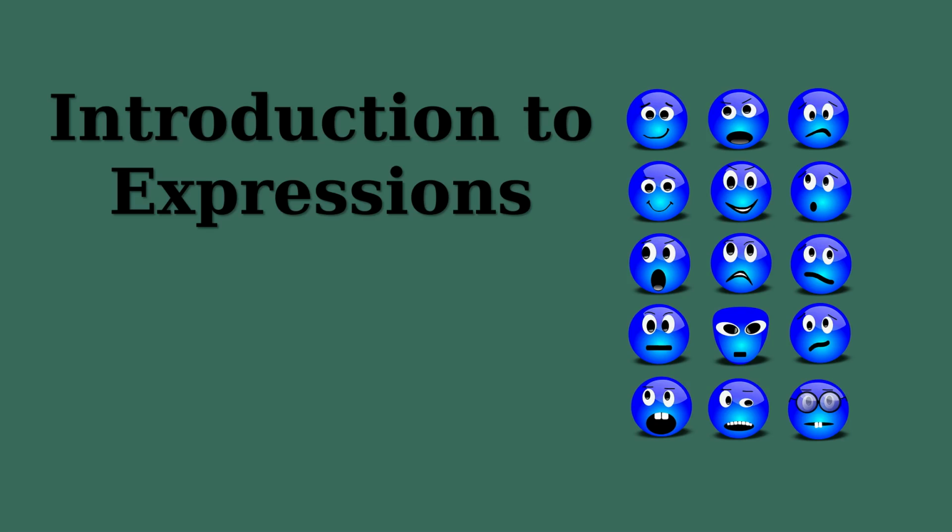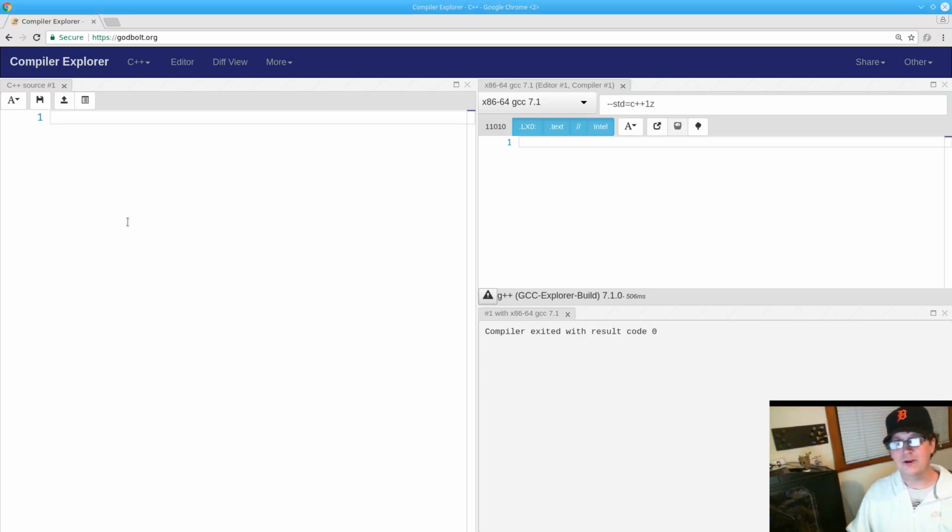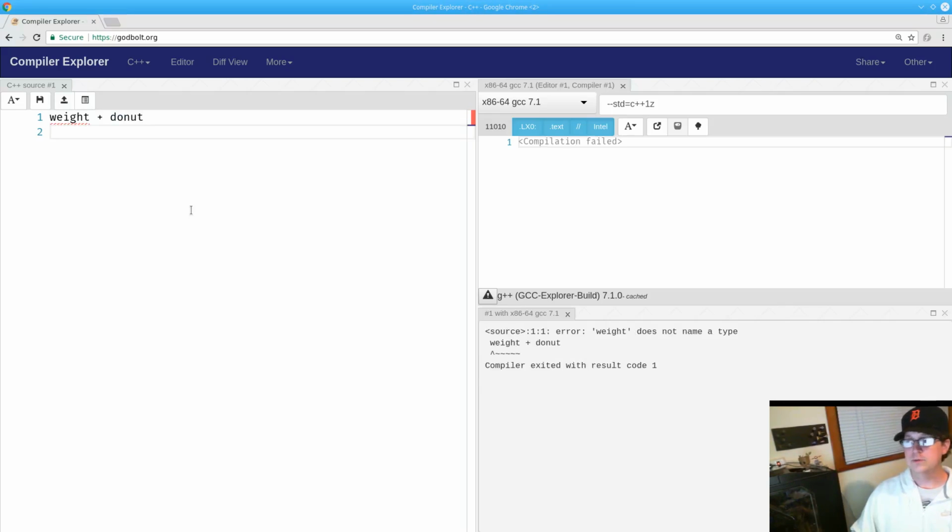Hello world, let's learn to identify expression. Let's start off looking at some of the binary operators because I think they may be the easiest to recognize. Of course, C++ has the addition operator, taking two operands, in this case weight and donut. Of course, there's also division, people divide by politics.